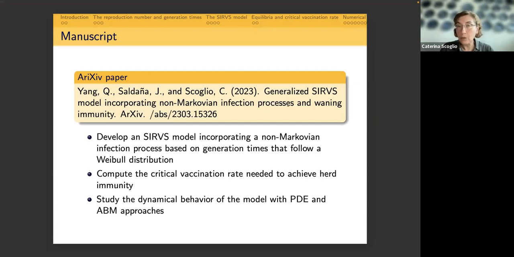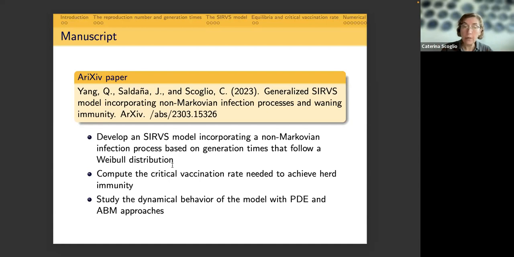The title of the work is Generalized SIRVS model incorporating non-Markovian infection processes and waning immunity. The paper is currently under review for publication in a journal. What we have done in this paper is to develop a model that incorporates a non-Markovian infection process based on generation times, and I will explain everything about this, that follows a Weibull distribution.